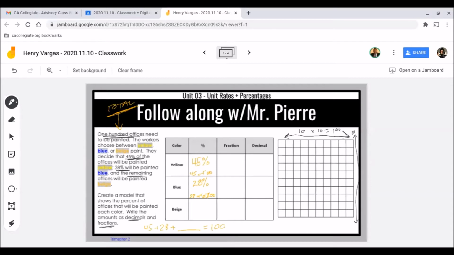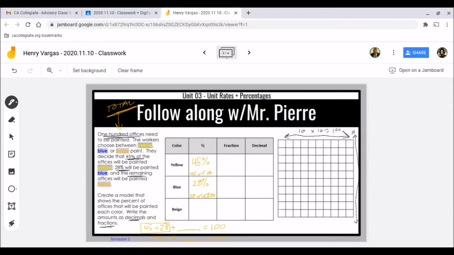But first, when I look at these two numbers together, what is the sum of 45 and 28? When I add those two together, what's 45 plus 28? Can someone tell me in the chat, please? What is 45 plus 28? Dee Dee, thank you very much. It's equal to 73. That's right. So 73 plus this unknown number is going to be equal to 100.